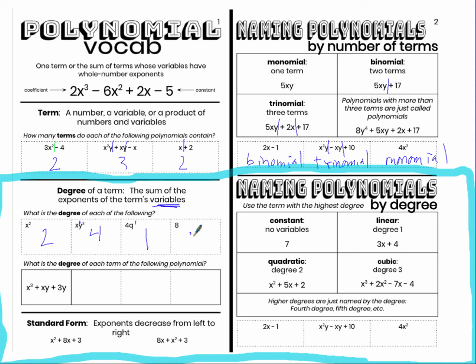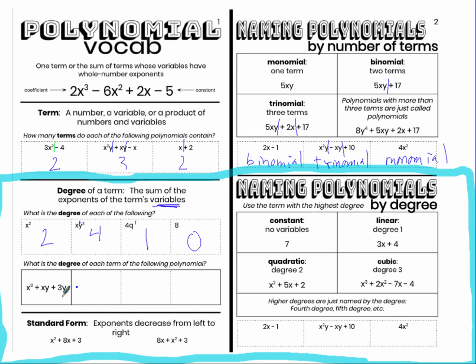In contrast, this 8 has degree 0 because it would be thought of as having an exponent of 0 on the variable. X to the 0 is 1, so 8 times 1 would just be 8. You can just memorize also that if there are 0 variables, the degree is 0.